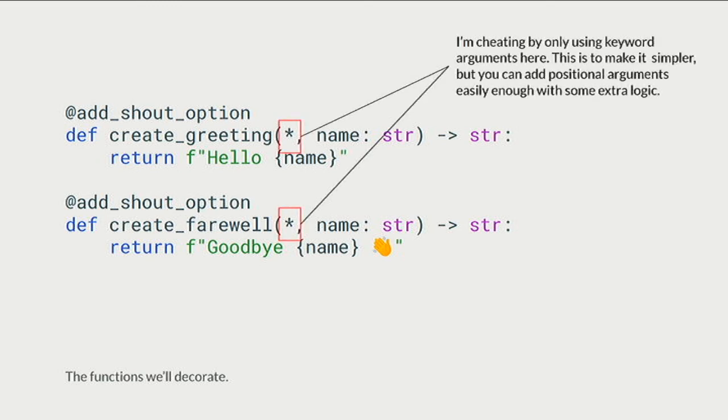I should say I am cheating here. I'm using keyword-only arguments just because it makes the demonstration simpler. You can do it with positional arguments as well, but it's a little bit more complicated.